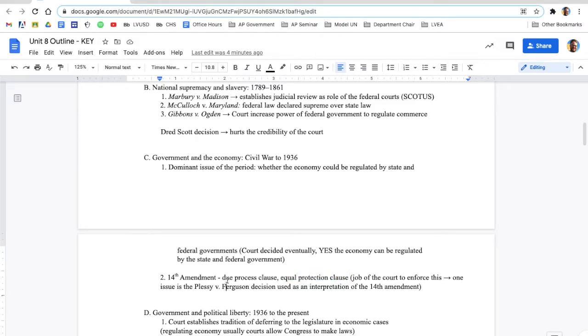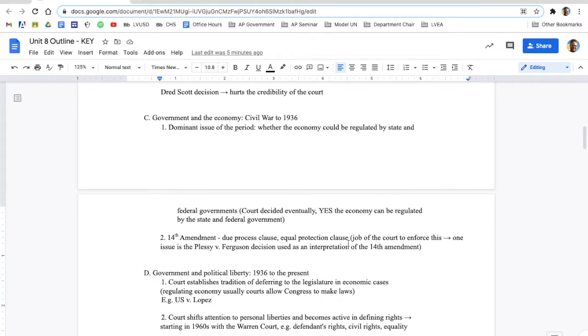The other thing from the Civil War to the 1930s that we see is, how should the economy be regulated? This is sort of your era of two Republican parties. One Republican party is the party of laissez-faire, that the federal government should not be stepping in. But the courts really eventually come in and say, yes, the economy can be regulated by both state and federal governments. So the courts during this time increase the power of state governments.